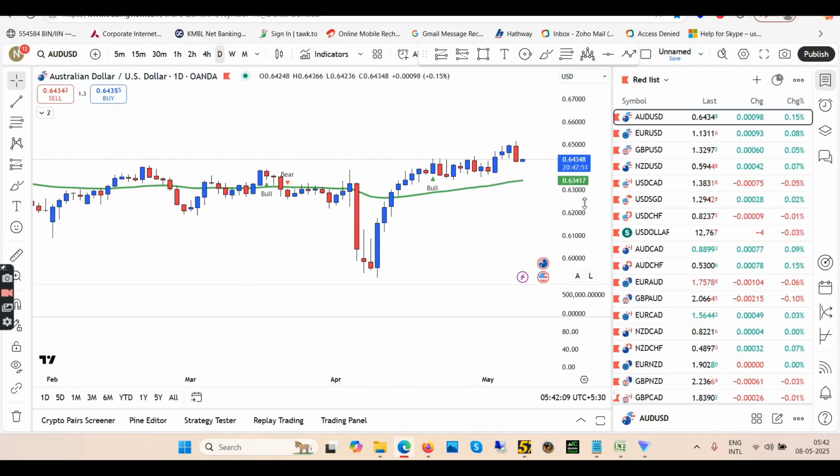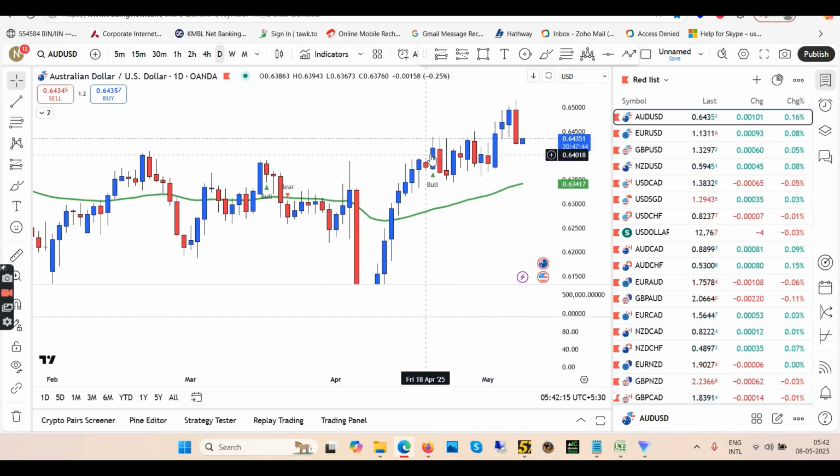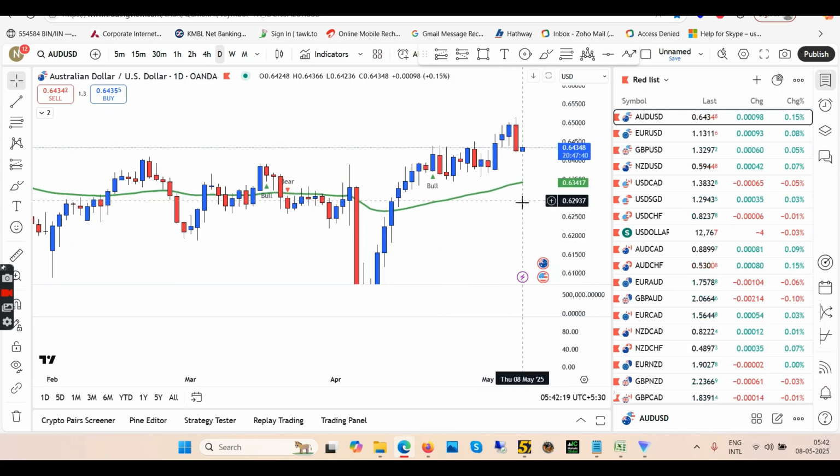Coming back to daily, what do we have? In daily, we have broken the previous highs and the new high is created on the red candle. You can see this high broken, this high broken, this high broken, then down. This is an uptrend, and you can enter after the pullback is over.